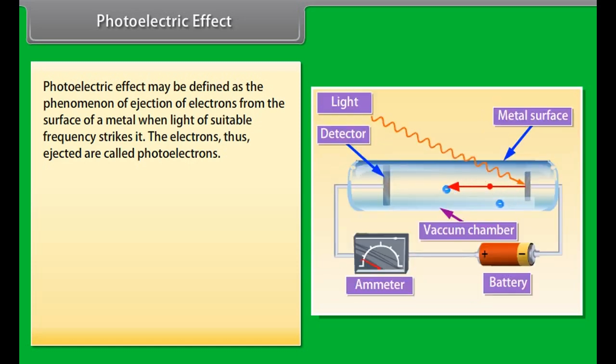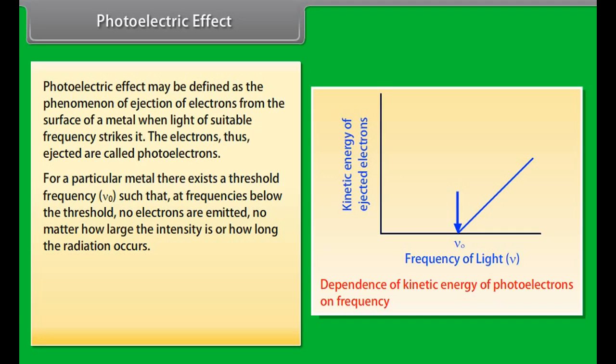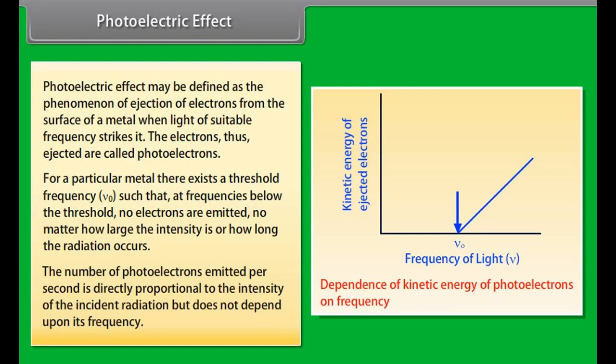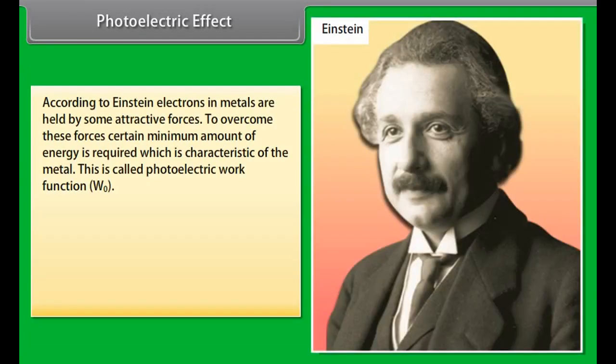When light of particular frequency strikes the metal surface, electrons are ejected from the metal surfaces, which are detected by the detector. For a particular metal, there exists a threshold frequency such that at frequencies below the threshold, no electrons are emitted, no matter how large the intensity is or how long the radiation occurs. The number of photoelectrons emitted per second is directly proportional to the intensity of the incident radiation but does not depend upon its frequency. According to Einstein, electrons in metals are held by some attractive forces.